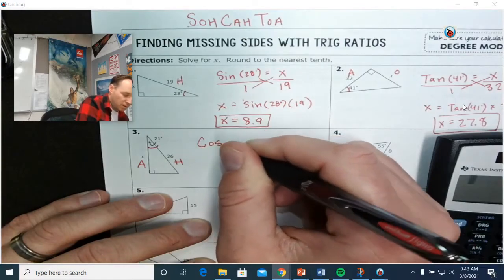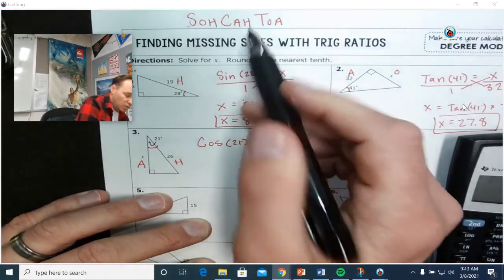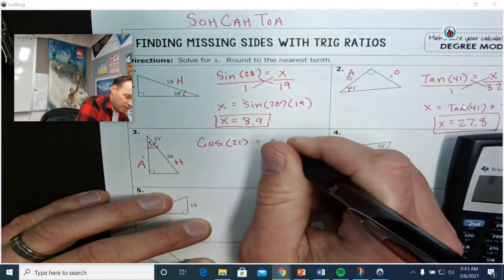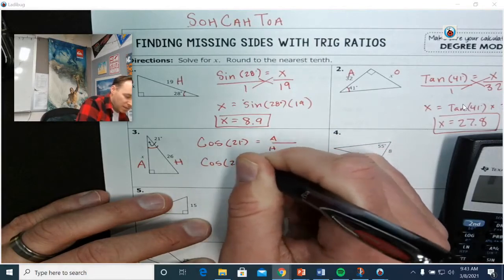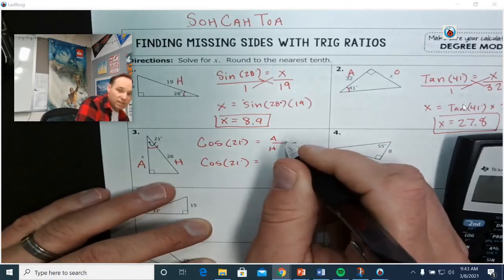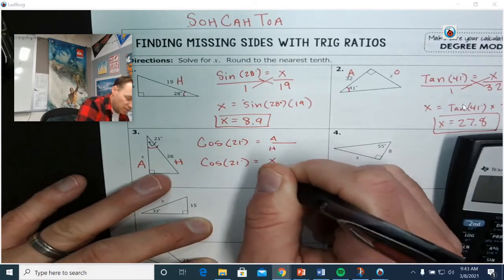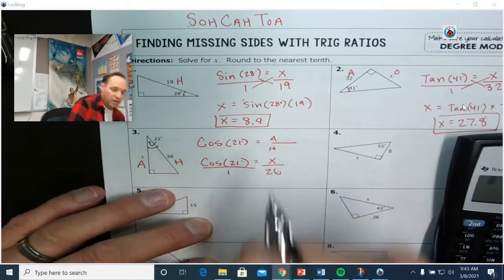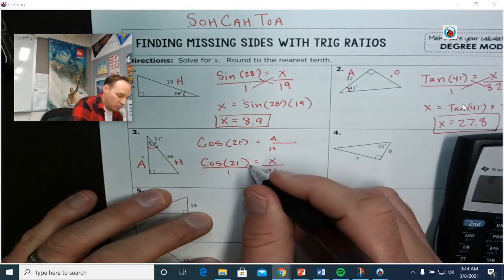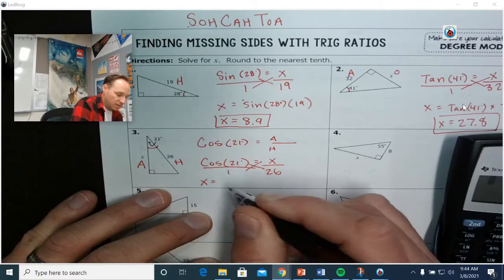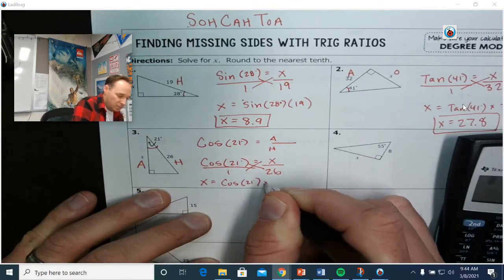So the cosine of our reference angle, 21 degrees, is equal to adjacent over hypotenuse. Some people actually write this out like adjacent over hypotenuse, and then they write it out again. I don't really like that because it gets me confused, but if you need to write that out, adjacent over hypotenuse, and then write x for our adjacent side and 26 for our hypotenuse, that's fine. We just put it over 1, we now have our proportion, and we cross multiply. X times 1 gives us x. Cosine of 21 degrees times 26.